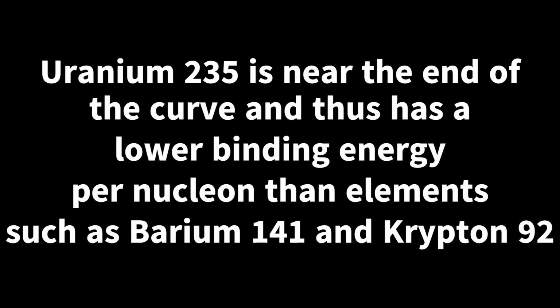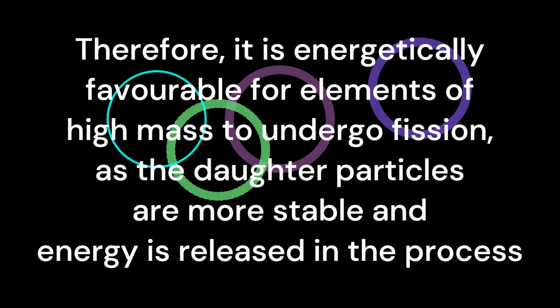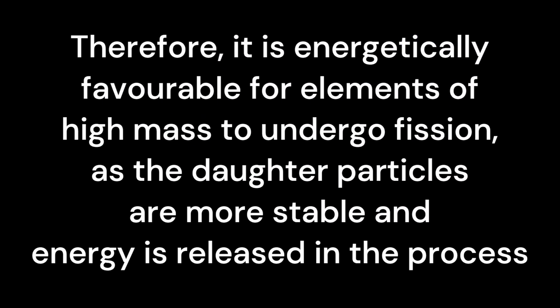Uranium-235 is near the end of the curve, and thus has a lower binding energy per nucleon than elements such as barium-141 and krypton-92. Therefore, it is energetically favorable for an element of high mass to undergo fission, as the daughter particles are more stable and energy is released in the process.